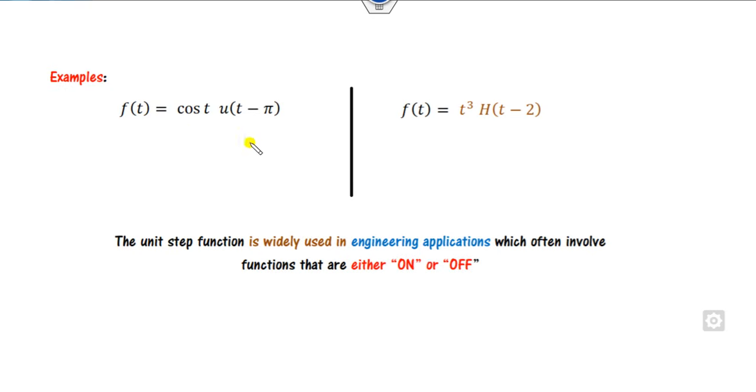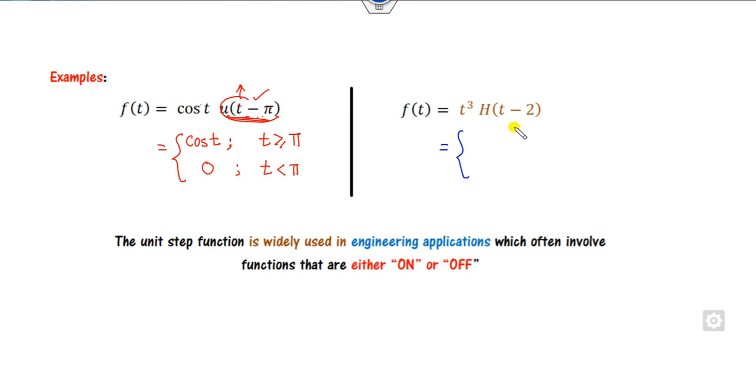For example, how can you express this function? It's a unit step function. Either you can write it as u or h. That means whenever t is greater than or equal to pi, this number will be 1. So 1 into cos t is cos t. And whenever t is less than pi, this number will be 0. So 0 multiplied by cos t is 0.